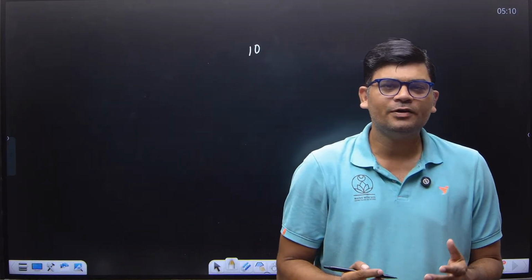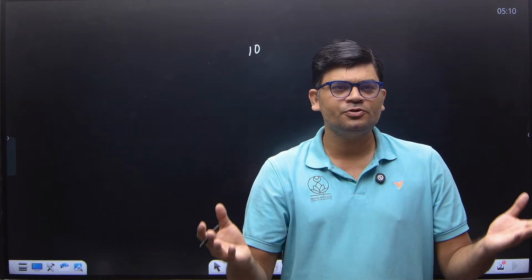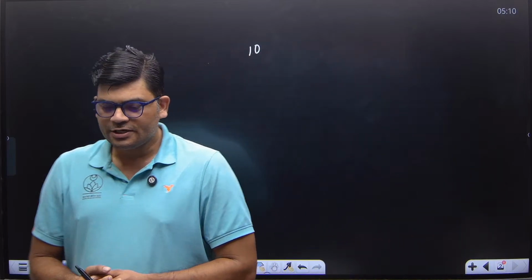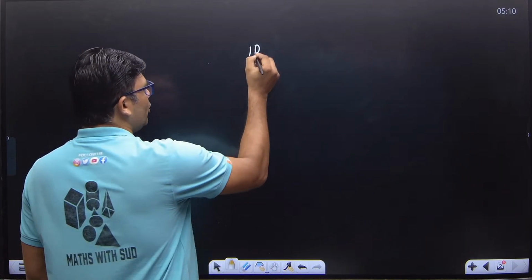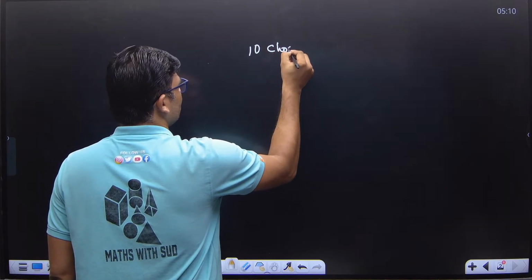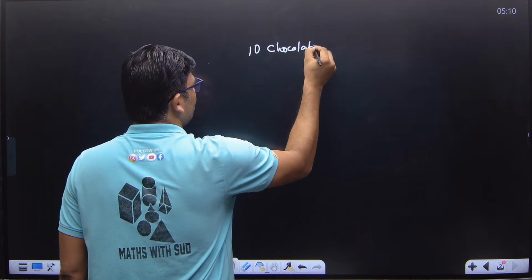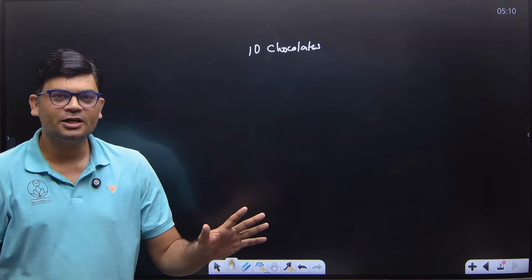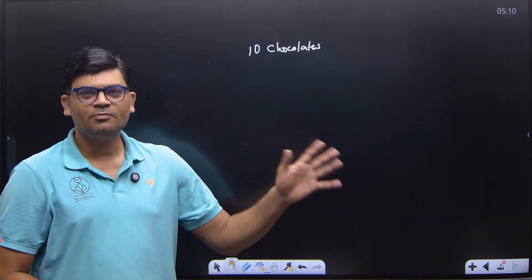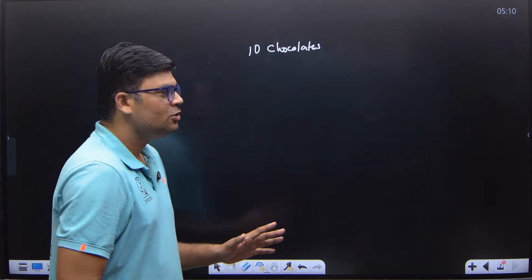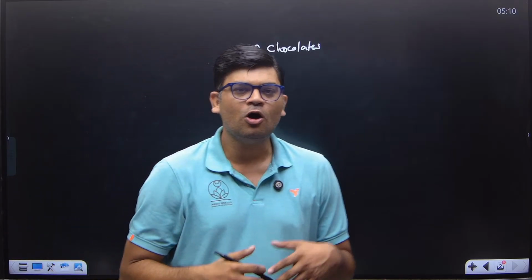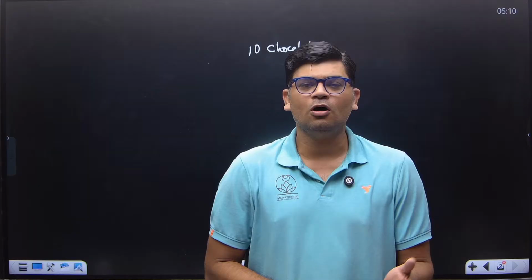So what is the meaning of division? You can say it is also distribution, sharing. We can say it is equal sharing. Suppose you have got 10 chocolates with you, and there is a rule that you have to give 2 chocolates to every person. You cannot give less than 2, you cannot give more than 2. This is the rule.